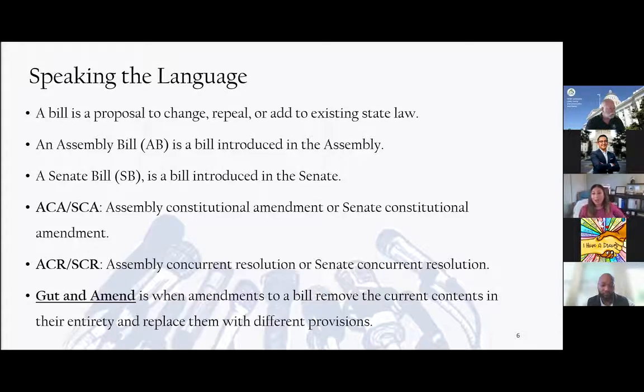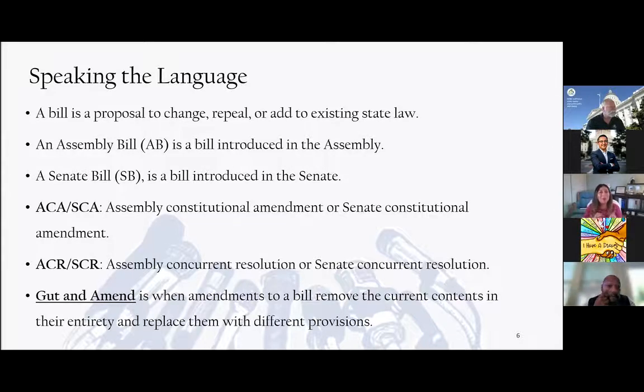There's ACR and SCR, and those have to do with Assembly concurrent resolutions and Senate concurrent resolutions. So they're just different types of legislation that the legislature vets. And the most frequent ones that you will see are the AB and SB. And then my favorite process.